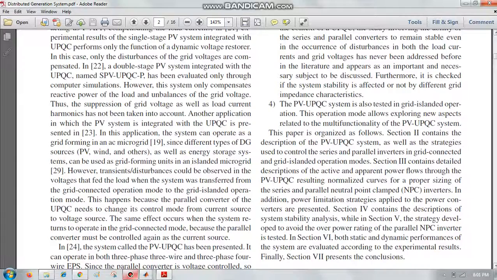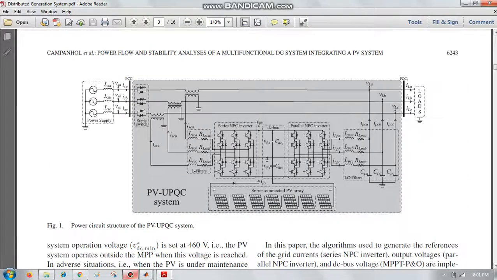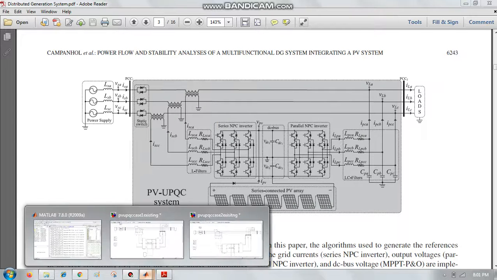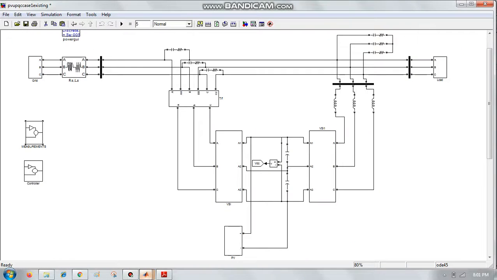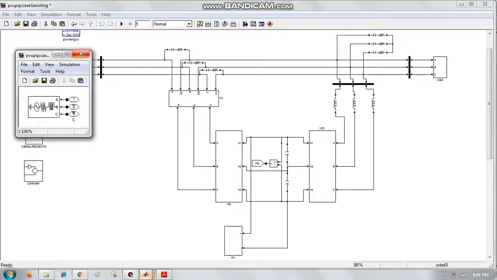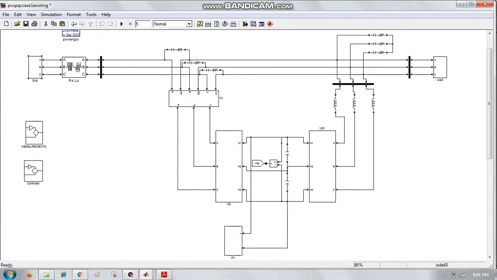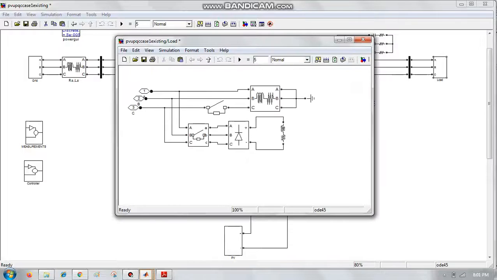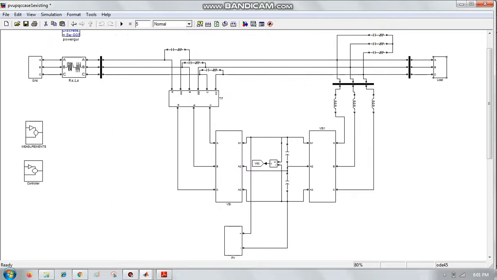Coming to the circuit diagram, this is the Figure 1 circuit diagram, which has the grid as well as loads. In between we have to connect a PV UPQC system. In simulation we observed like this. It is the grid and it is connected to the load. Now it is a non-linear load, and in between we have to connect a PV UPQC system.